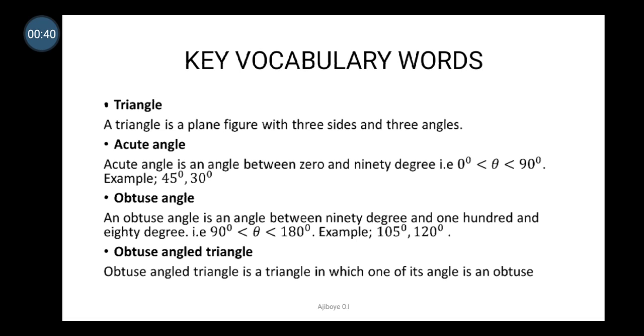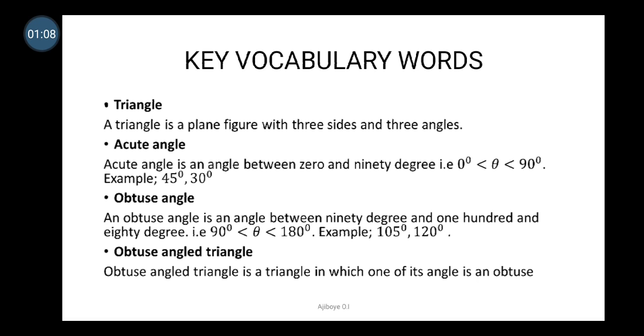Key vocabulary words to watch out for in this lesson. One is triangle. A triangle is a plane figure with three sides and three angles. Acute angle. An acute angle is an angle between 0 and 90 degrees. So examples are 45 degrees, 30 degrees, and so on.